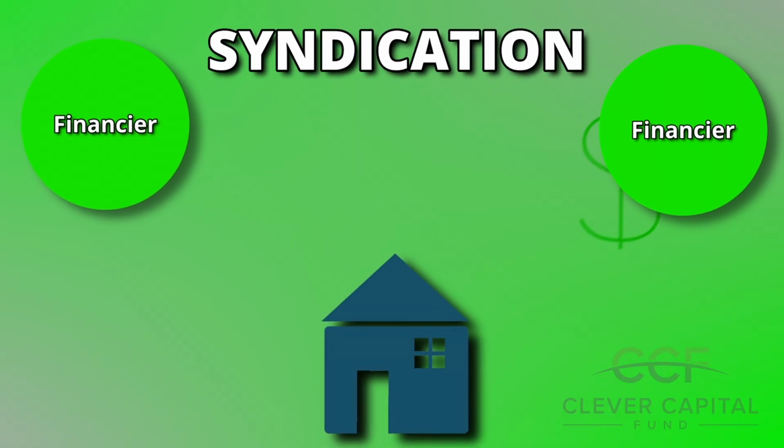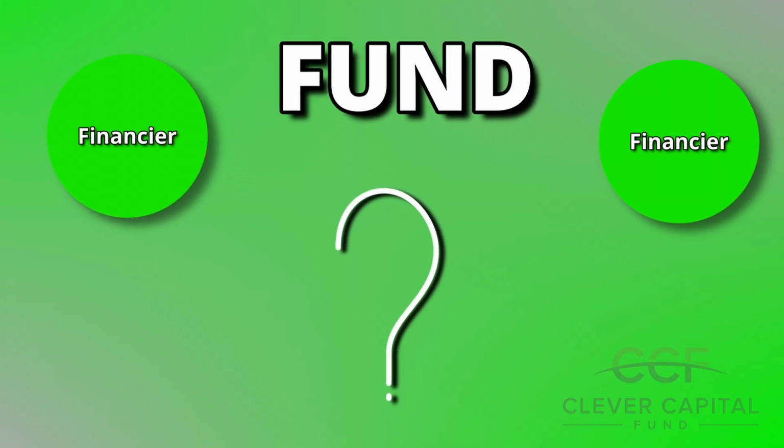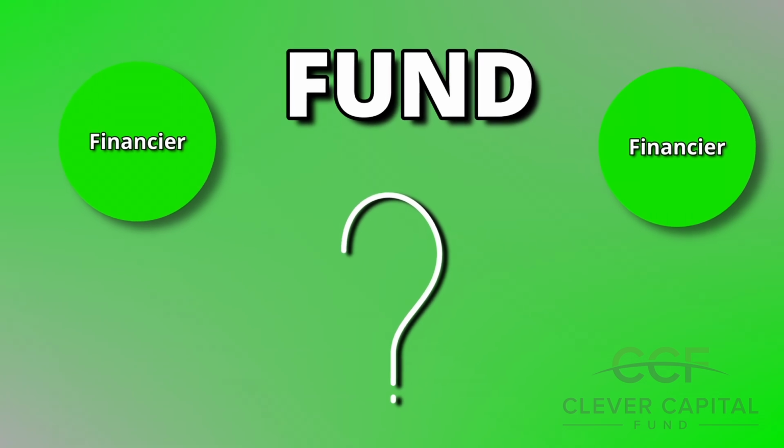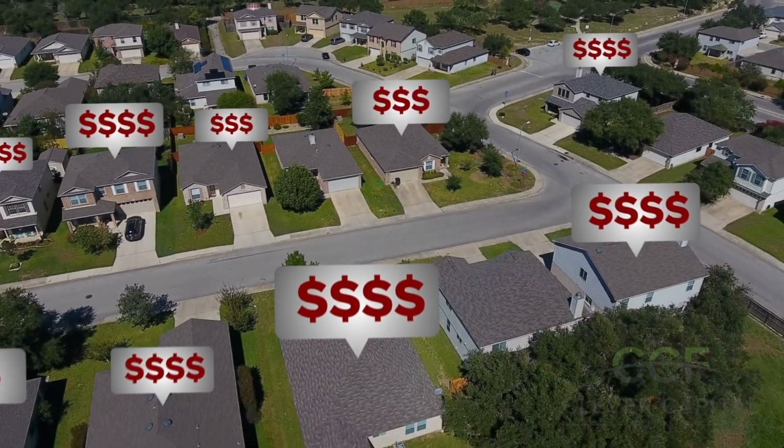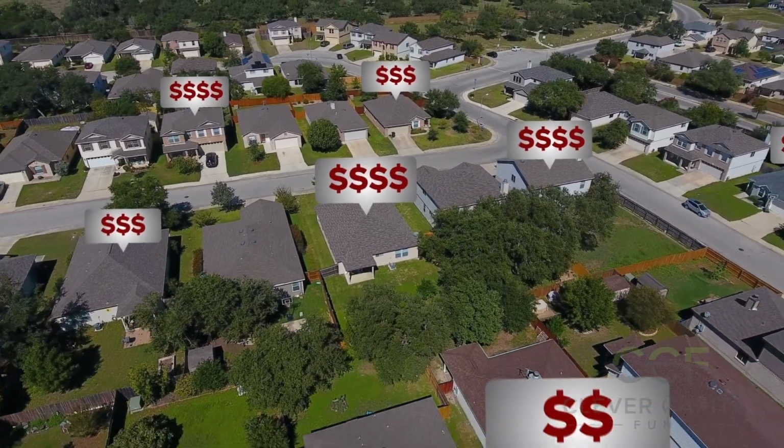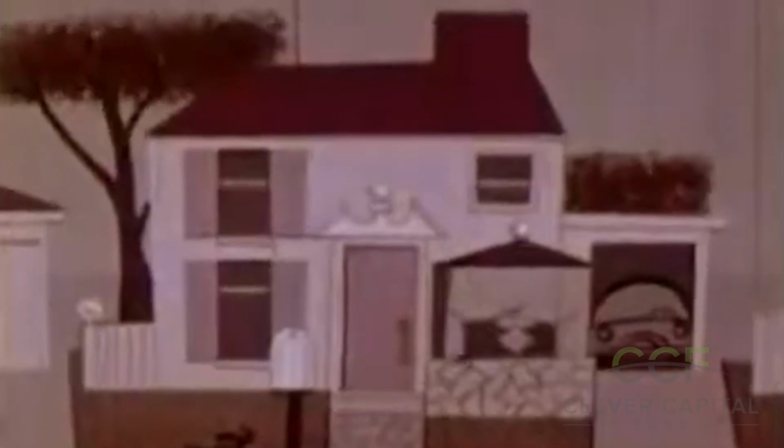Now, a fund is different from a single asset syndication. Syndications are partnerships where multiple investors pool their capital to invest in a specific address or real estate project. Whereas a fund could be a blind pool fund where there are multiple properties and you don't really know which ones, versus a single asset syndication, which has a specific property address.